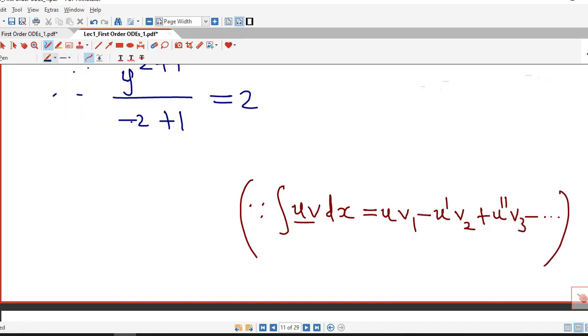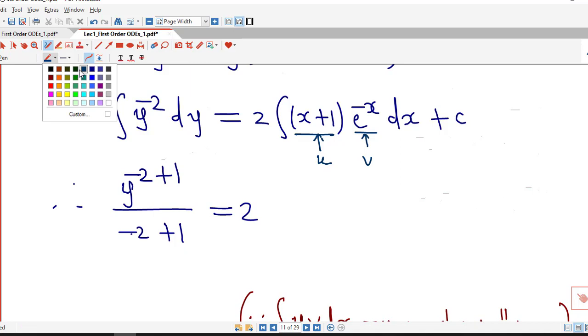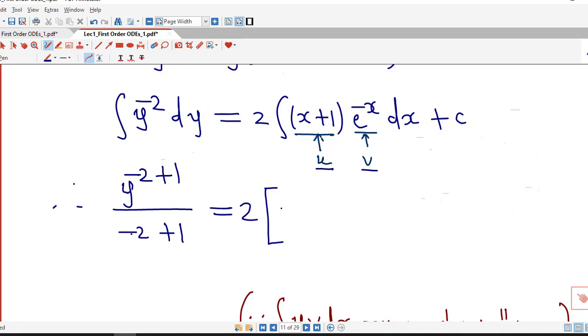So here we have two functions, x plus 1 and e raised to minus x. We will consider this function as u and this function as v, because the derivative of x plus 1 will be 0 after some finite number of steps, but the derivative of e raised to minus x will never vanish. So we consider u equal to x plus 1, v equal to e raised to minus x.